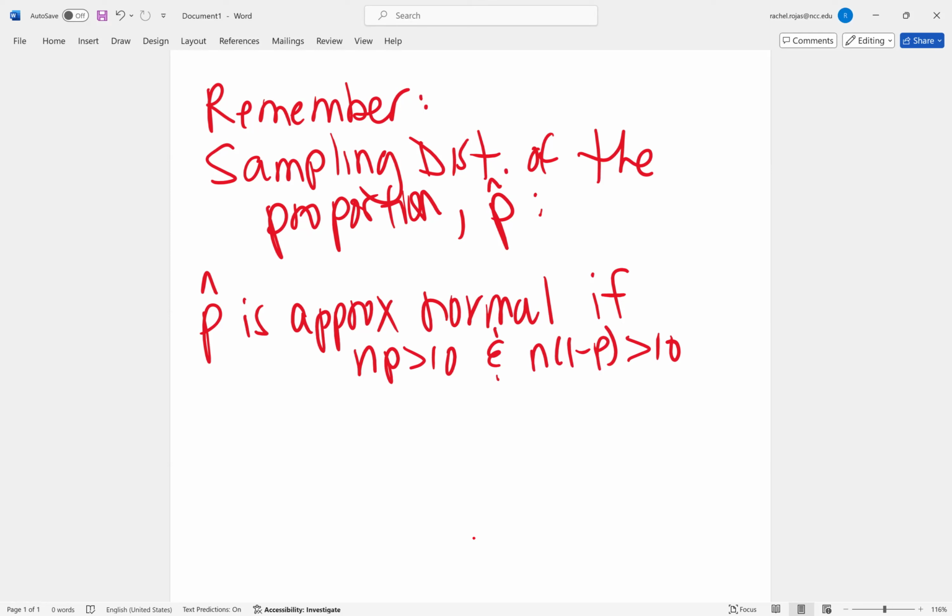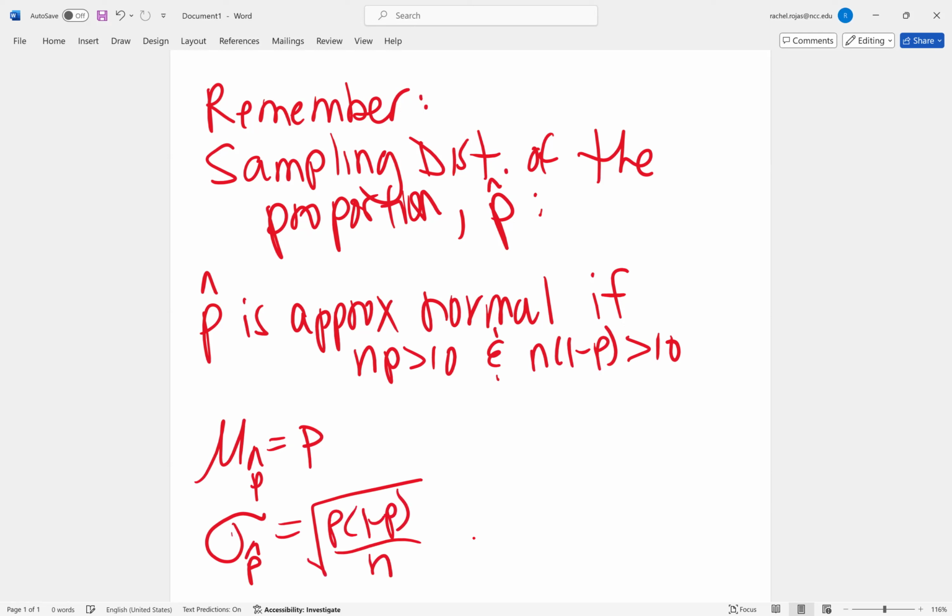And then we also know that mu sub P hat, the mean of all the sample proportions, is equal to P. And the standard error of the sampling distribution of the proportion, sigma sub P hat, is equal to the square root of P times 1 minus P over n. So this should be very familiar. We did this in the previous chapter. I'm just recapping what we learned about P hat in chapter 8.